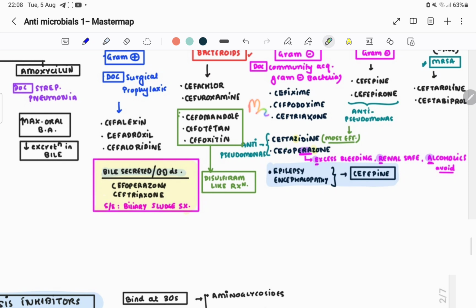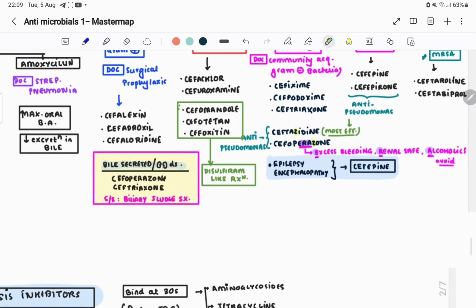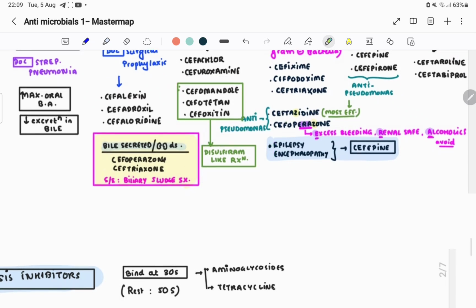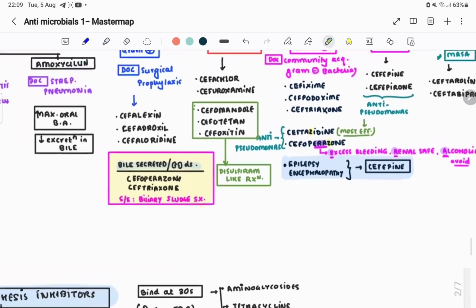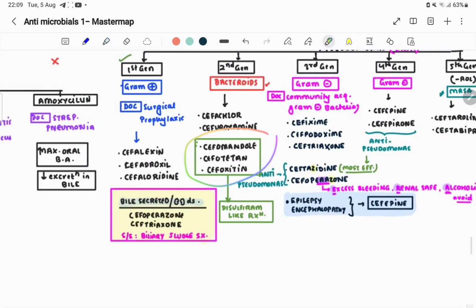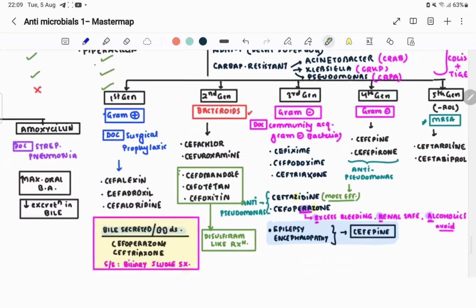Then you can remember MTX, that is cefomandol, M for mandol, cefotetan, and cefoxitin, X for cefoxitin. So MTX you can remember cefomandol, cefotetan, cefoxitin. These three are also important because they cause disulfiram like reaction, which we'll discuss in CNS in the alcohol chapter. So cefomandol, cefotetan and cefoxitin cause disulfiram like reaction and are second generation.